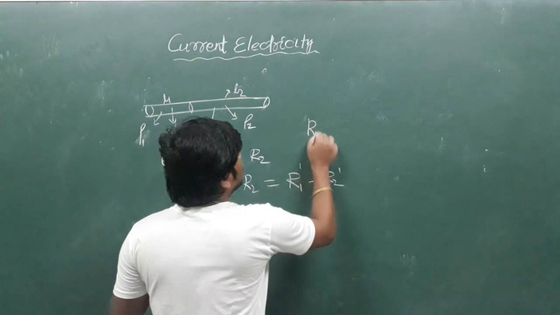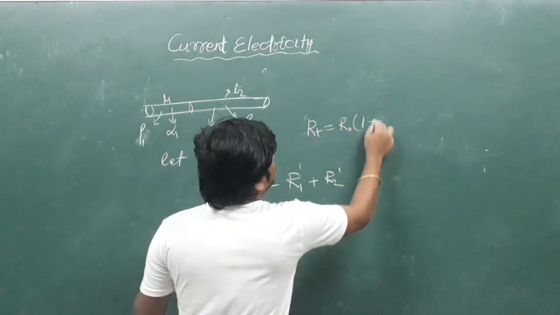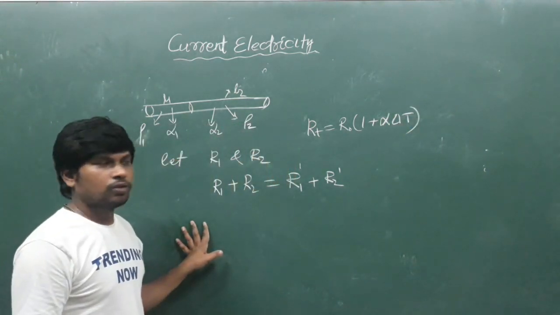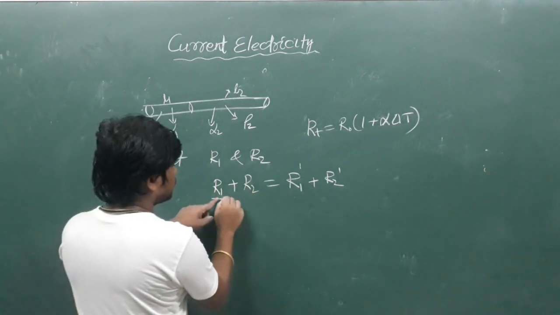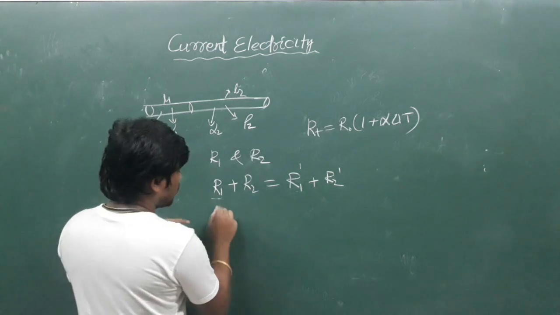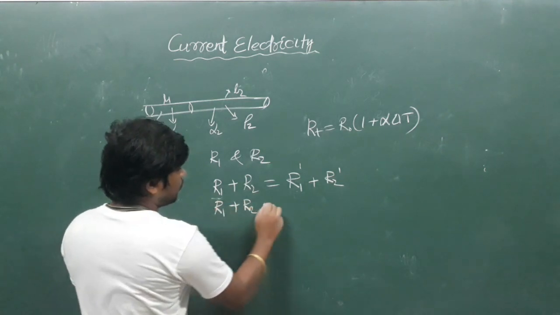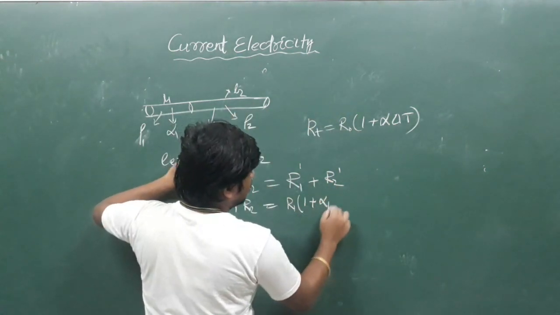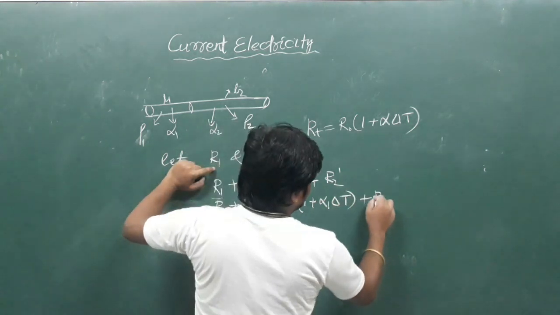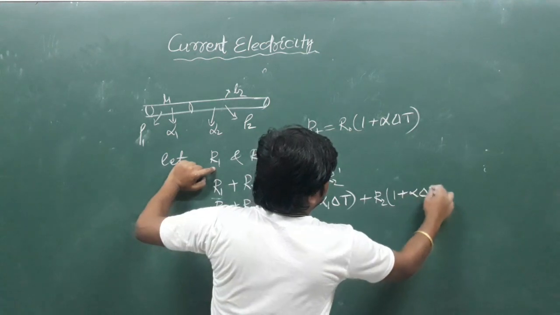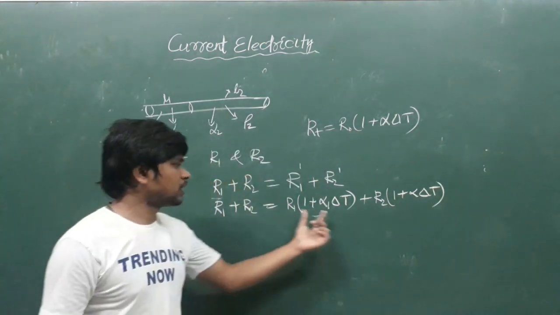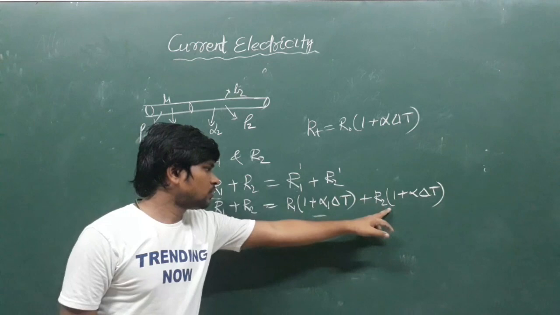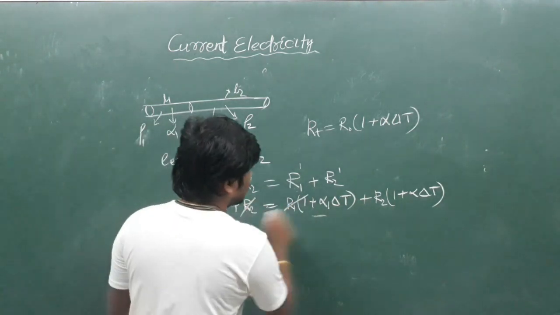So we can write, you know the formula, R of T equals R0 into 1 plus alpha delta T. This is the relation. Just put the values here, this is the initial temperature and this is the final temperature. So R1 plus R2 will be, just put the initial resistance, R1. So R1 into 1 plus alpha 1 delta T plus R2 into 1 plus alpha 2 delta T. This is the final temperature of the first conductor. This is the final temperature of the second conductor. So R1 plus R2 is here, R1 plus R2. So this will be cancelled out.